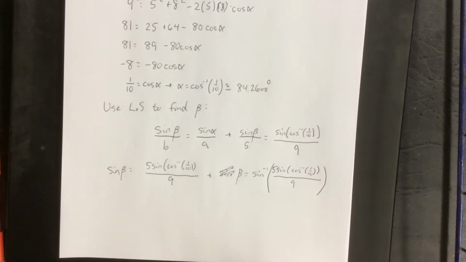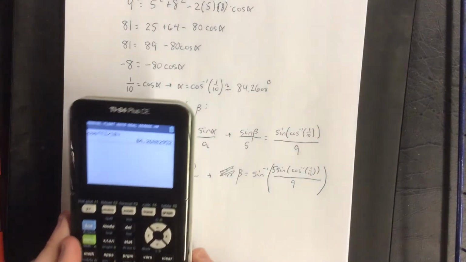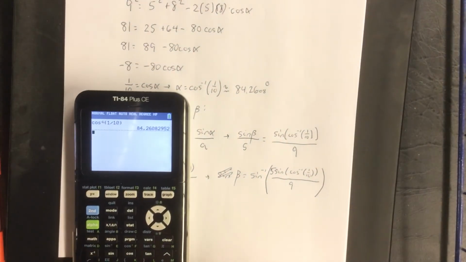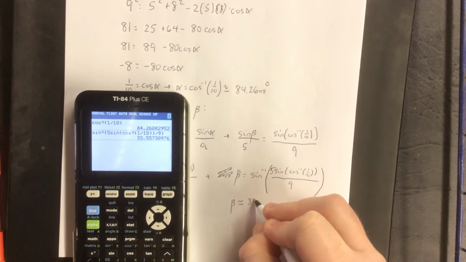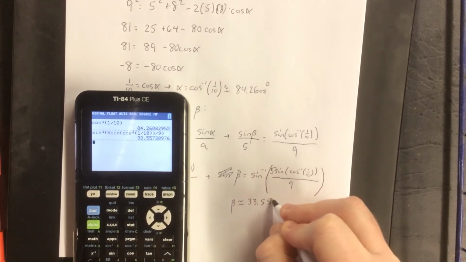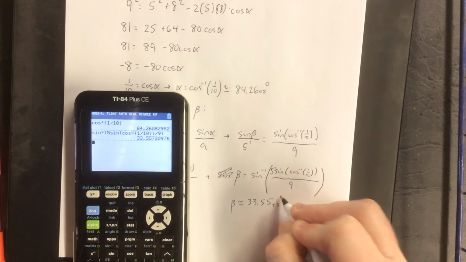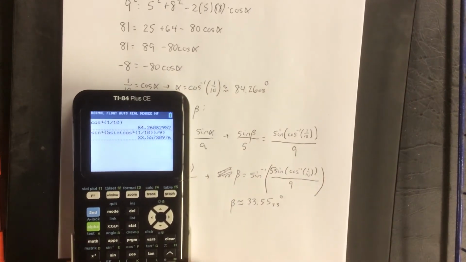Now that seems like a great time to plug everything into the calculator. So inverse sine of 5 times the sine of the arc cosine of 1/10. Yep. Divided by 9, close parentheses. So beta is going to be about 33 point, we'll call that 55 with a little 73 right after it.